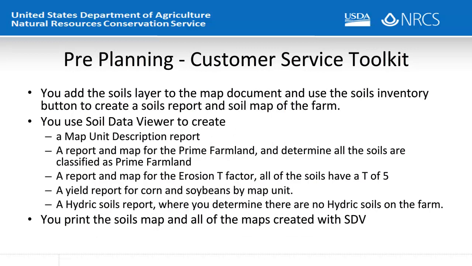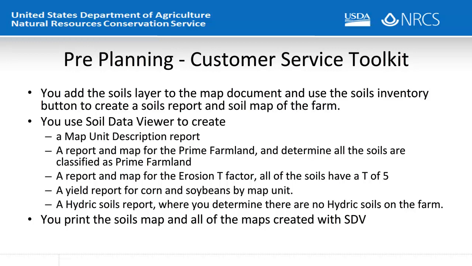backgrounds. In Customer Service Toolkit, you can also review soils information, so you add the soils layer to the map document and use the Soils Inventory button to create a soils report and a soil map of the farm. You use Soil Data Viewer to create a Map Unit Description Report and a report and map for the prime farmland, where you determine all the soils are classified as prime farmland.